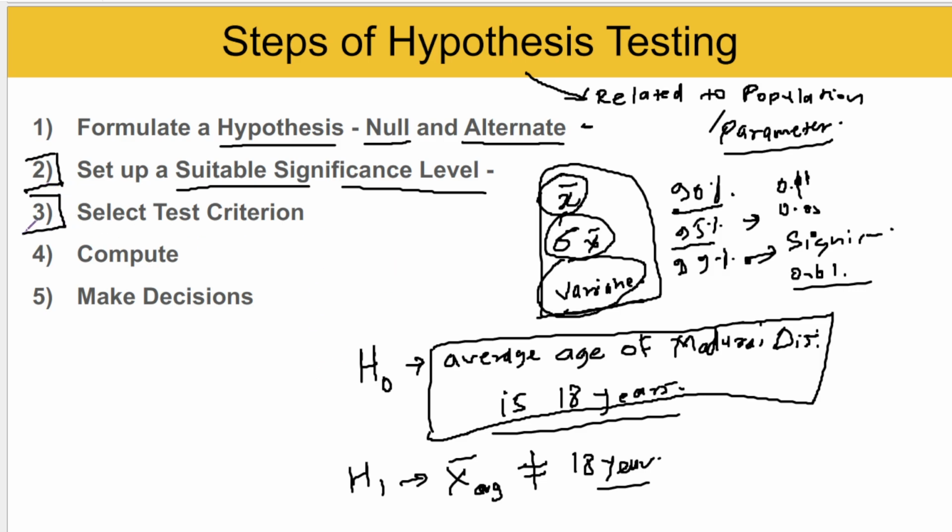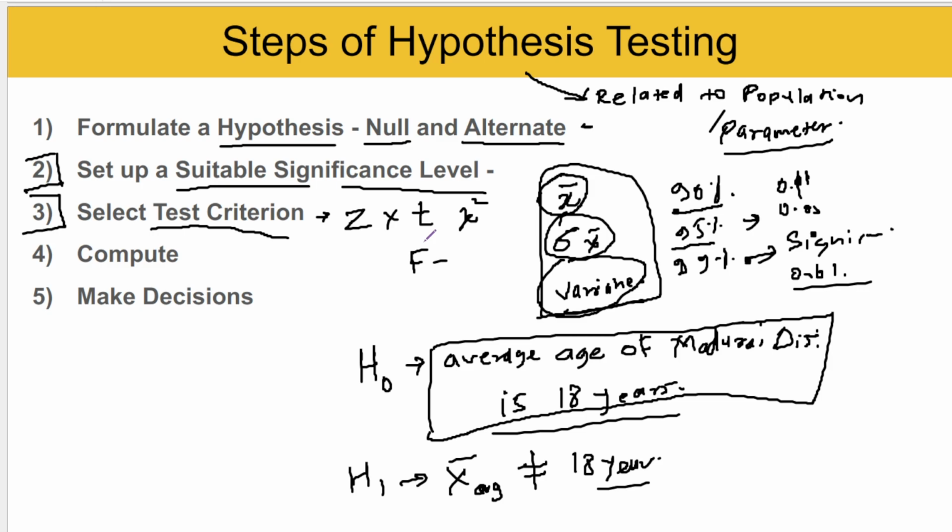What is the third stage? The third stage is to select the test criteria. So which test are you going to select? In general, if you know the variance of the population, you might go for the Z test. If you don't know the variance of the population, then you might go for the T test. If you want to test a distribution, you might use the chi-square test, or you can also have the F test, which is two-tailed and one-tailed. We will see these tests in detail later.